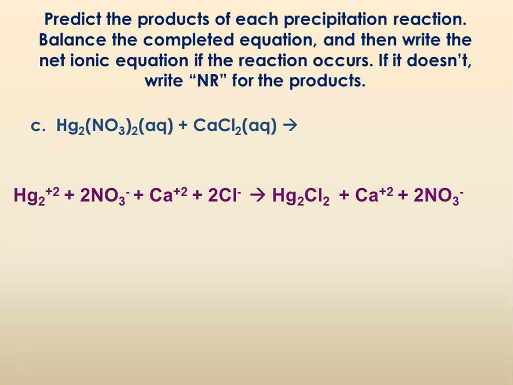We have 2 mercury atoms on both sides of the equation. We have 2 chlorides on both sides of the equation. We have 1 calcium on both sides of the equation, and we have 2 nitrates. So this is a balanced equation. We can now look for our spectator ions, which would be the nitrates and our calciums. And so we can show what actually was transformed with our net ionic equation, the remaining ions, the mercury 1 and the 2 chloride ions, forming mercury 1 chloride.